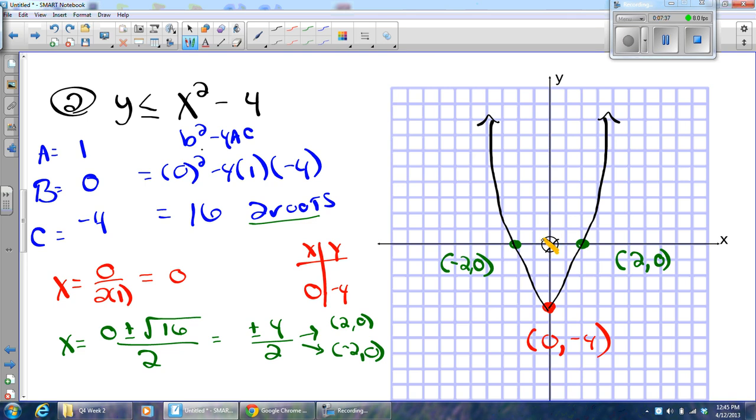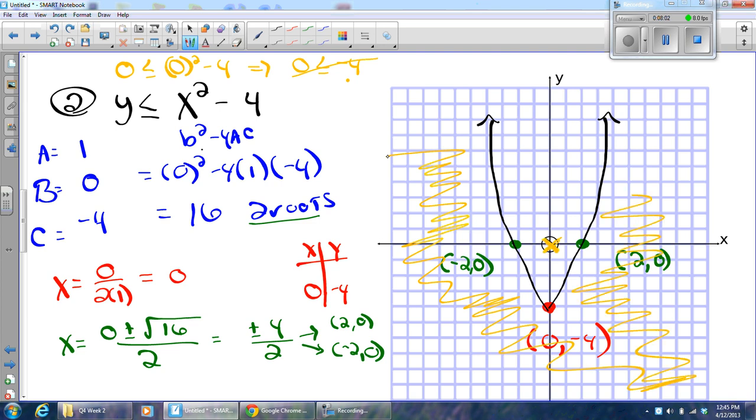I'm going to plug in (0, 0) for my test point. The only time I can't do that is if the parabola passes through (0, 0). It's right here. I'll go 0 is less than or equal to 0 squared minus 4. In this case, 0 is less than or equal to negative 4. That is not the case. 0 is not less than negative 4, so I won't shade the test point. I'll shade all this stuff out here. Hopefully this is seeming really simple.